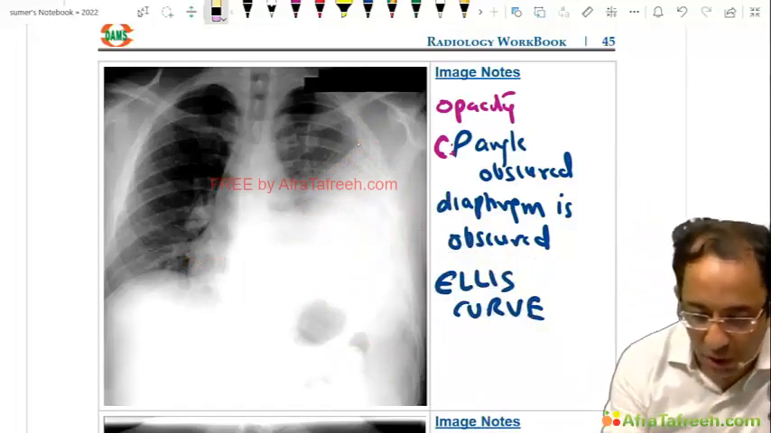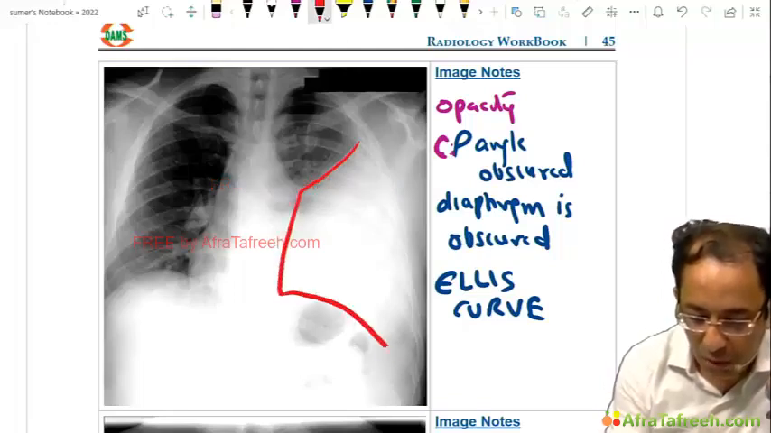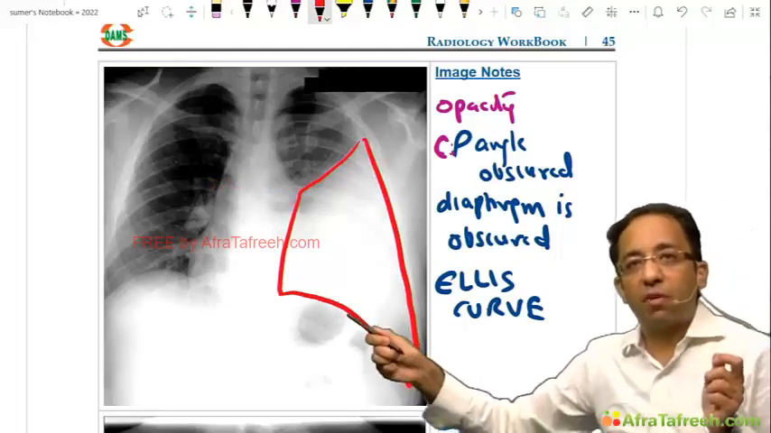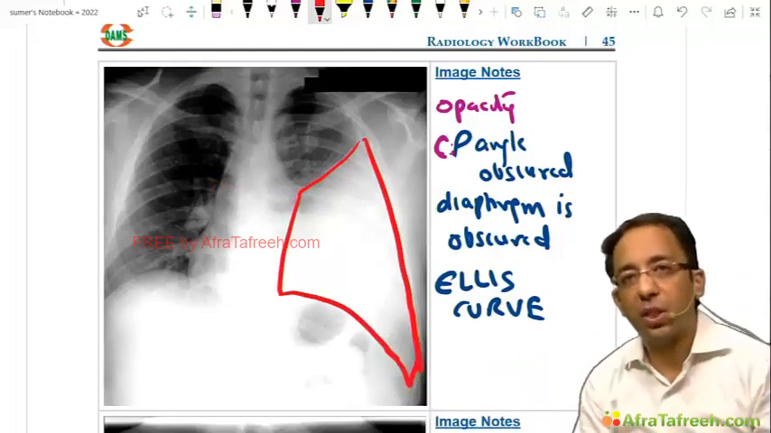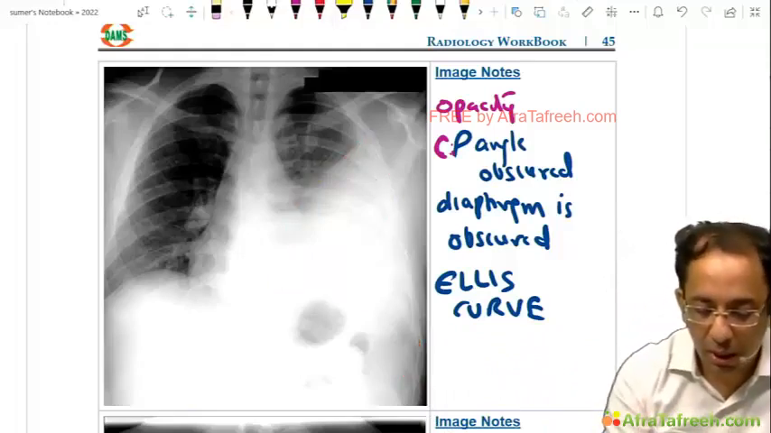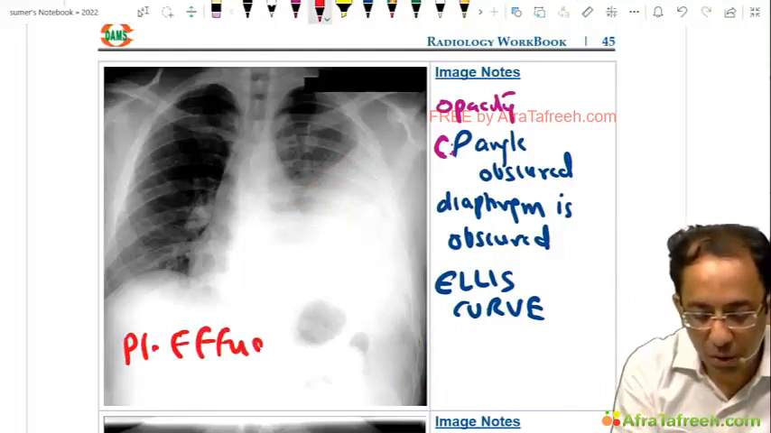We can also say meniscus sign here. Let me try to explain to you that this is where the effusion is. This is where you have the fluid which is looking opaque on a chest X-ray. So what is your diagnosis on this X-ray? Anybody? We have a patient with left pleural effusion.